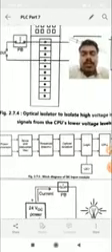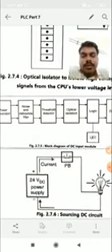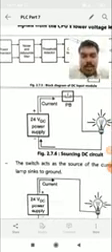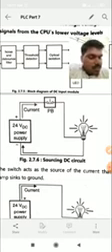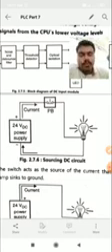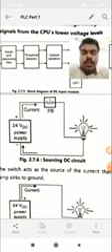Okay, so this is the diagram. All the parts are the same and the functions are also the same. Just instead of the bridge rectifier, we are directly connecting the DC. Okay, so remember, next is sourcing and sinking. Why these two terms are also important.